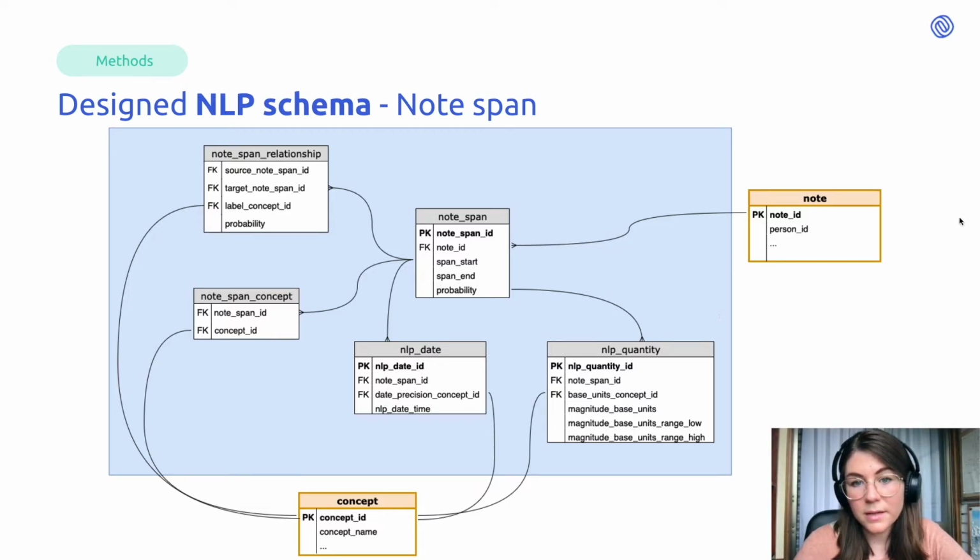So, on the one hand, linked to the OMOP Common Data Model node table, we have the node span table. This table stores references to parts of the text, which can be just a word, a sentence, or even the whole node. Linked to this, we have the node span concept table, which stores the related concept ID of each span of text. On the other hand, we have the node span relationship table, which stores relationships between spans of text, and two specific tables to store additional information on date and quantity entities, the NLP date table and the NLP quantity table.